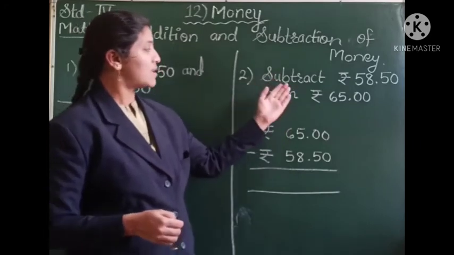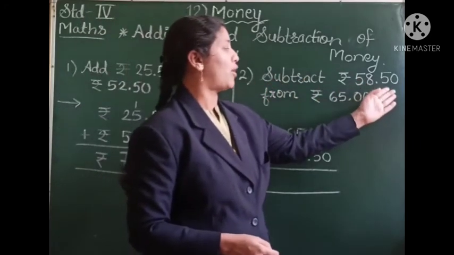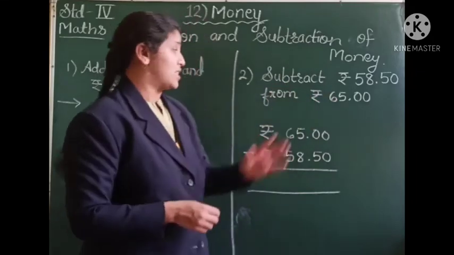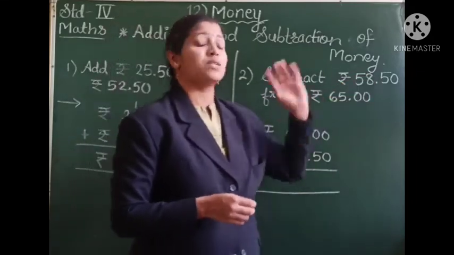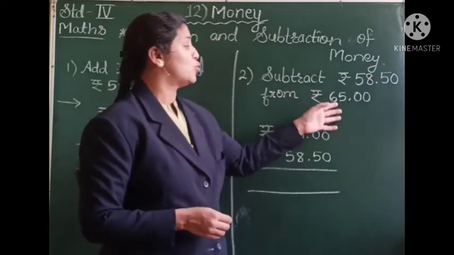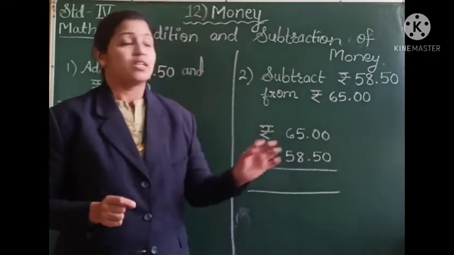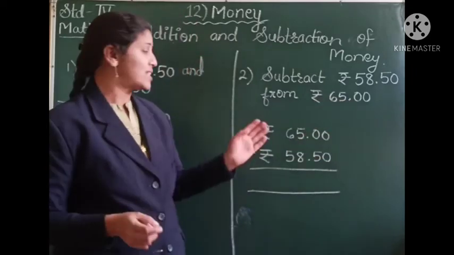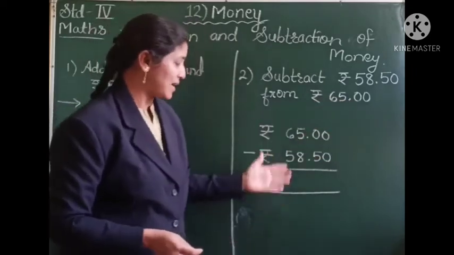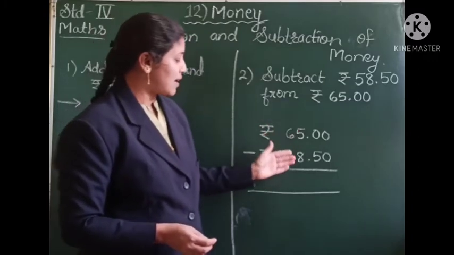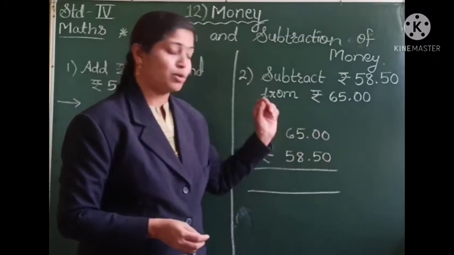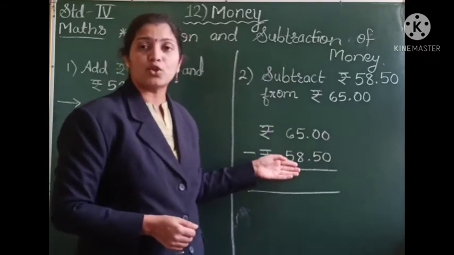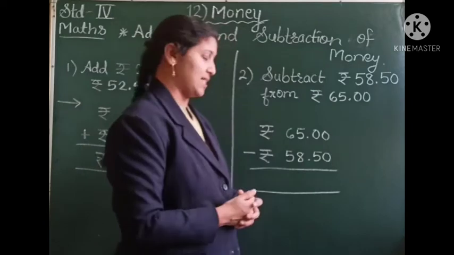So here you can see, subtract rupees 58.50 from rupees 65. Yes, you have to subtract 58 rupees 50 paise from rupees 65. In this 65 we do not have any paise. So let us see how to do it. Here you can see I have arranged it. Below rupees I have written rupees and below paise I have written paise. From 65 rupees we have to subtract 58 rupees 50 paise.